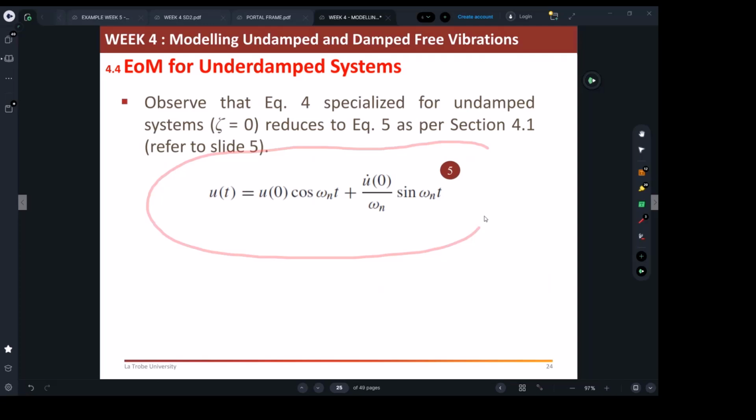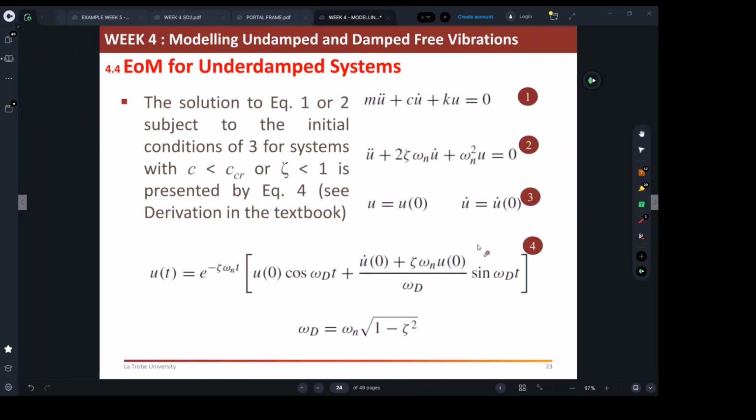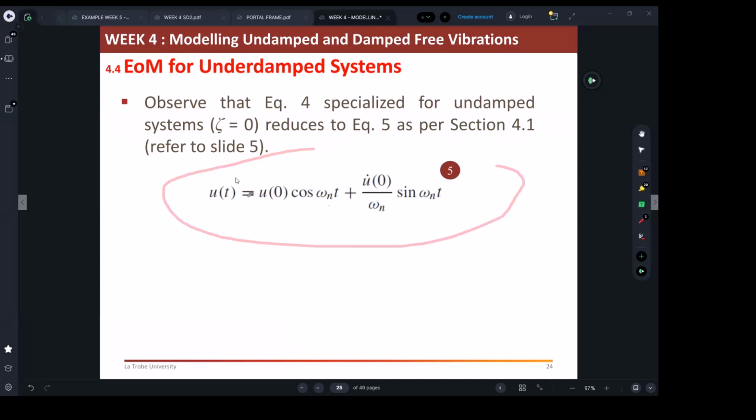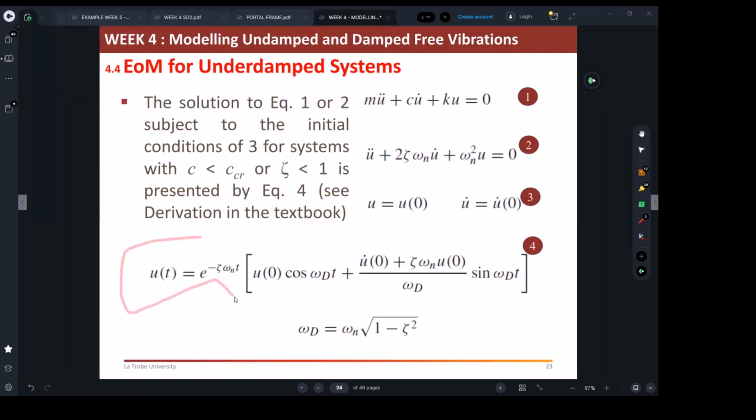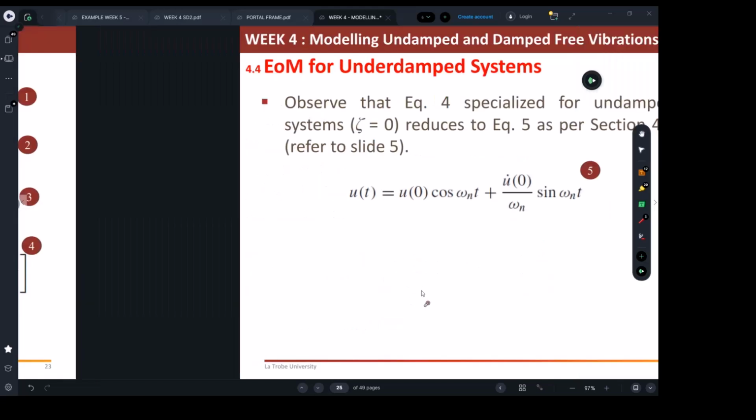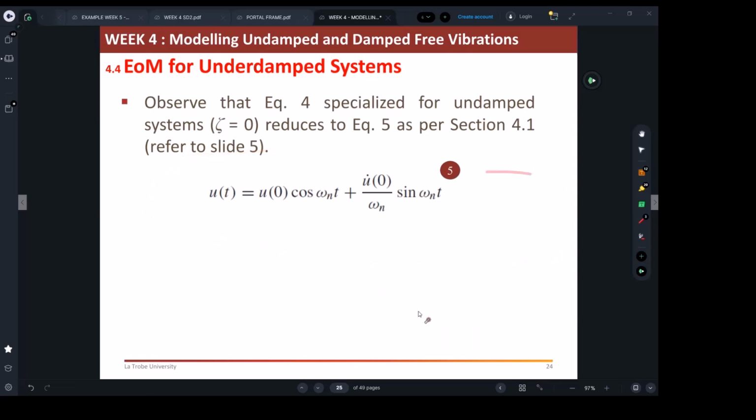You will end up finding this equation, which was the solution for the free vibration, no damping. So this is the equation I showed you before, equation number 5. It is the same equation I showed you in slide 5, which was the solution we had for the free vibration, no damping case. This is just a kind of proof telling you that this is a valid or correct solution, because if you simply put 0 for the damping ratio, then you will end up with this solution, and all good.